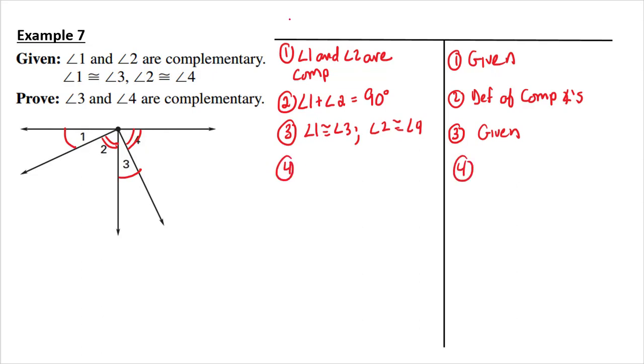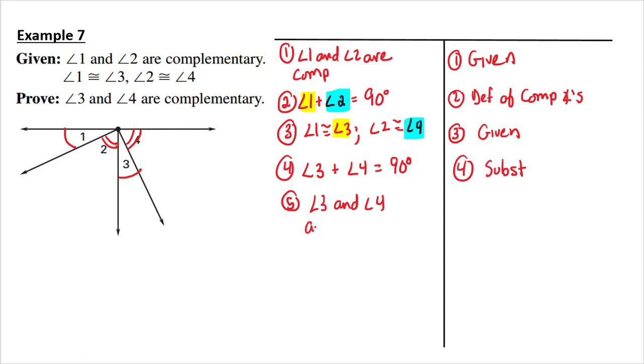Now what I want you to notice is what I have here. 1 is equal to 3, so I'm going to substitute in. 2 is equal to 4, so I'm going to substitute in. So I'm going to have angle 3 plus angle 4 equals 90 degrees. And that was just substitution. That's a good example of substitution. Our step 5 is, hey, 3 and 4 are 90. I need to get that they're complementary. Angle 3 and angle 4 are complementary by definition of complementary angles.